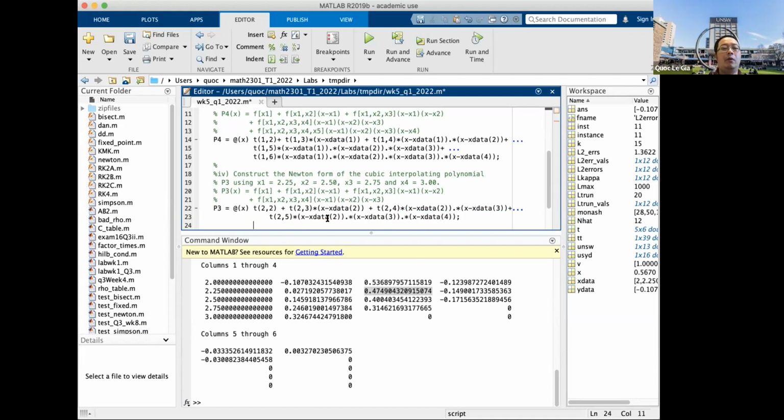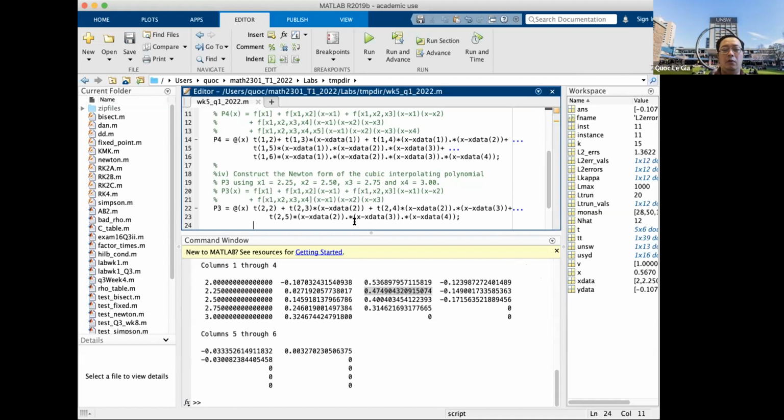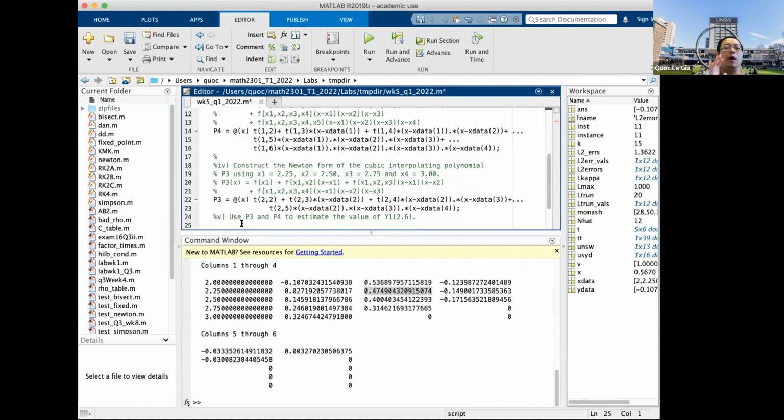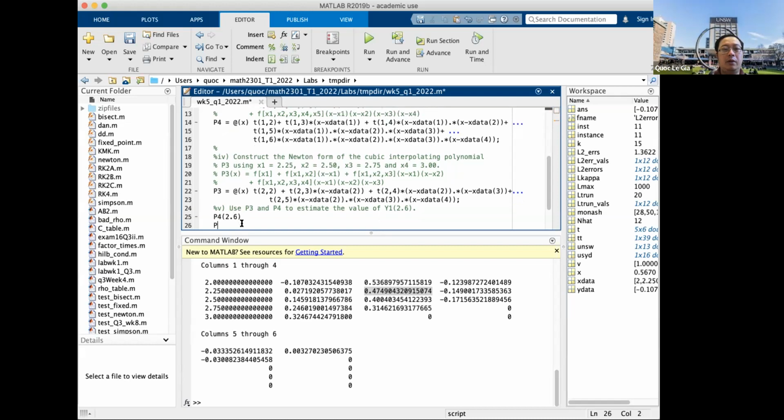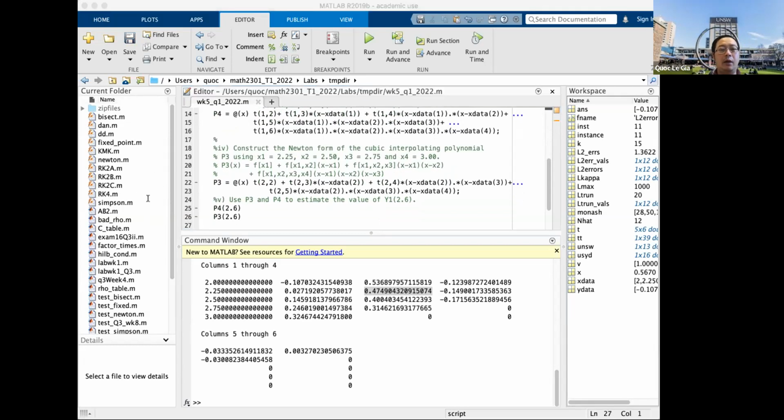So now you have P4 and you have P3. And now the question says to use P3 and P4 to estimate the value for a point like 2.6. So how do you do that? You compute P4 at 2.6, and then P3 at 2.6. And then we have to print out the errors.